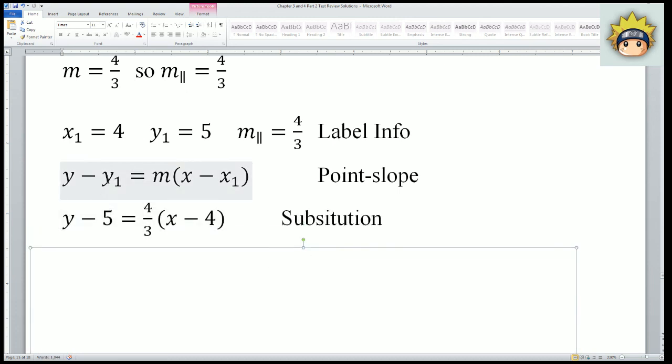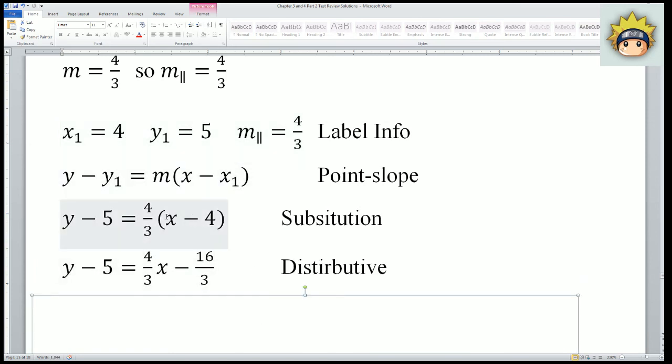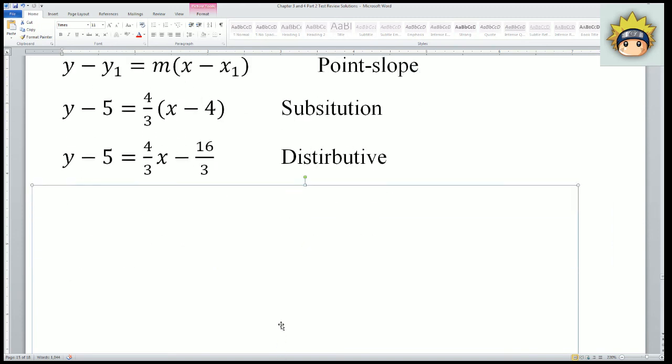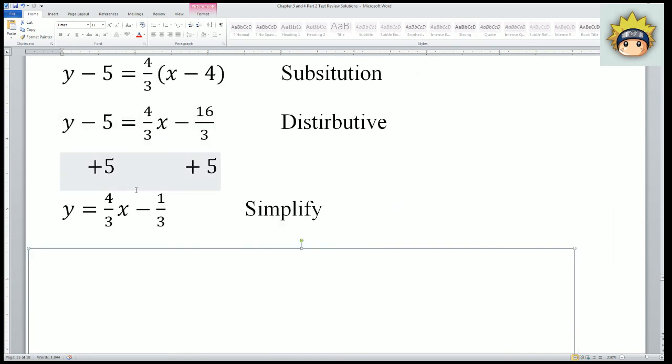Make that substitution. Y1 is 5. X1 here is 4. The slope here is 4 over 3. Distribute: 4 over 3 times x is 4 over 3x. 4 over 3 times 4, negative 16 over 3. Plus 5 to both sides, right? That becomes negative 16 over 3 plus 5 is negative 1 over 3. Again, I'm not going to show the fractions. If you need help with fractions, let me know, but you should just plug into your calculator. Your calculator might display a decimal, then just change the decimal into a fraction, okay? You have a button for that.